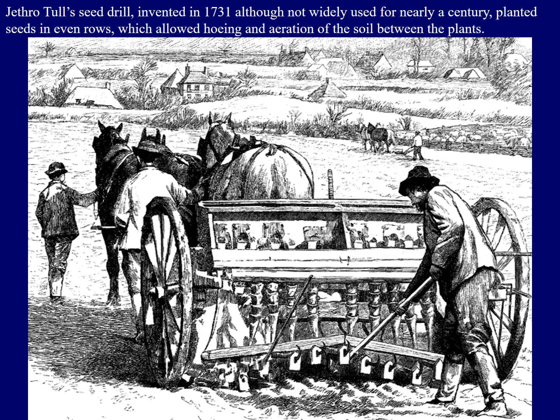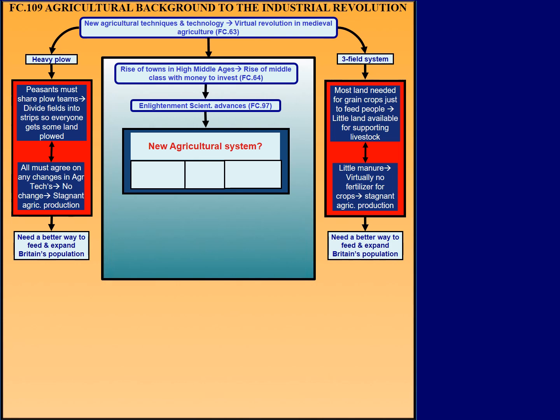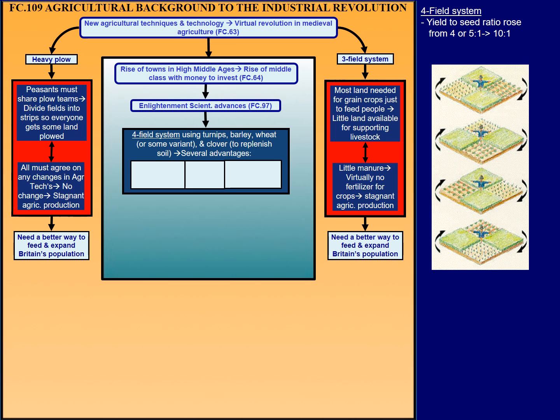It aerated the soil. It didn't require any particularly new technology. It was made of wood and metal, but it could rapidly change the way a farm worked and improve its production. So we have a new agricultural system start to come onto the scene. One of the innovations is what's called the four-field system.